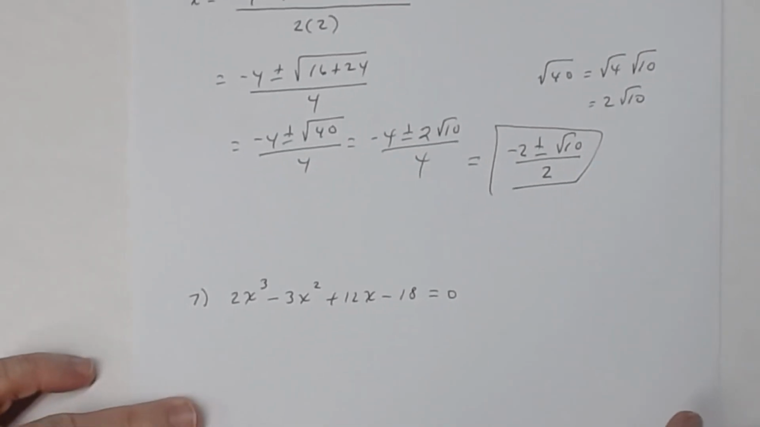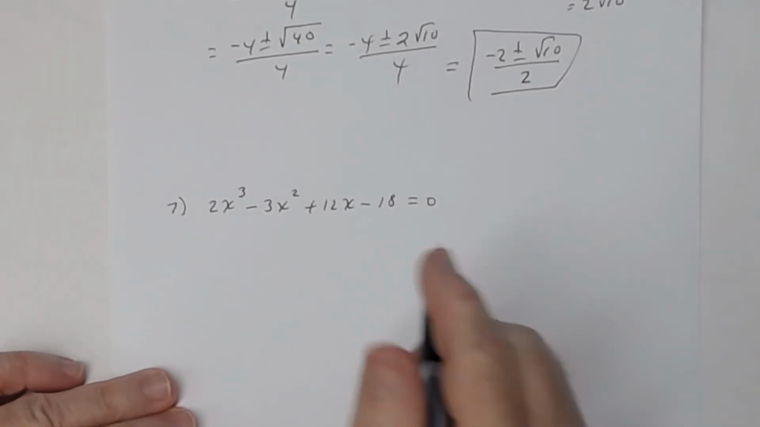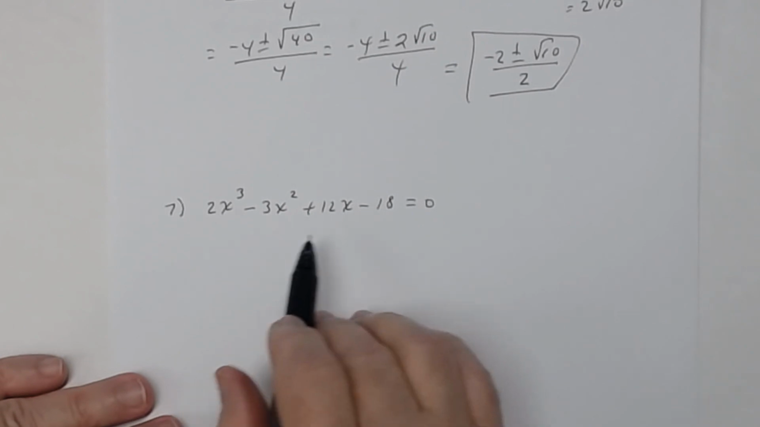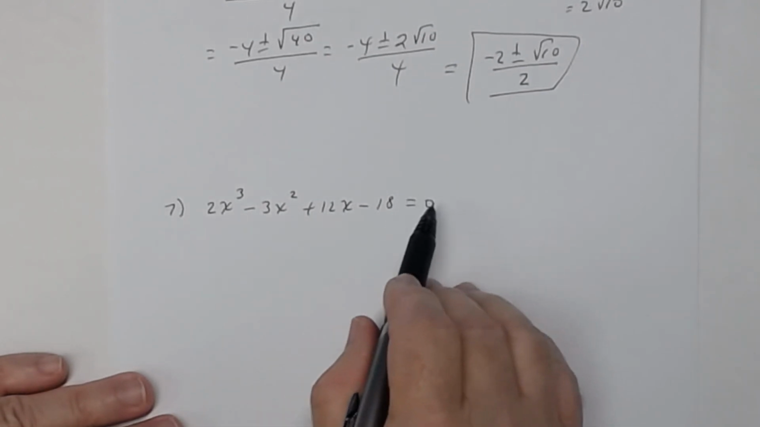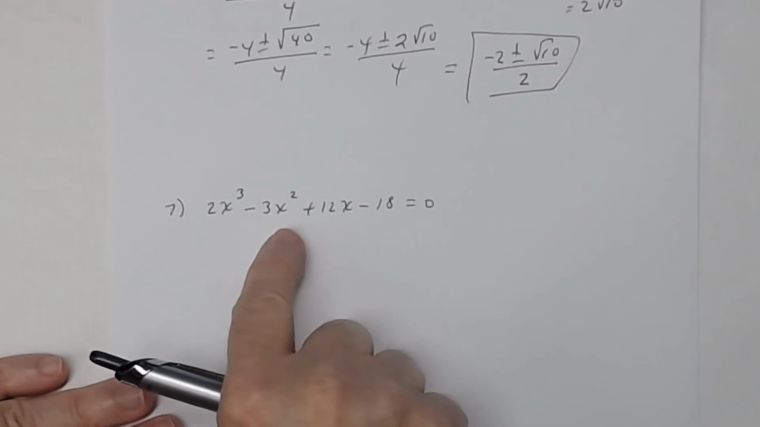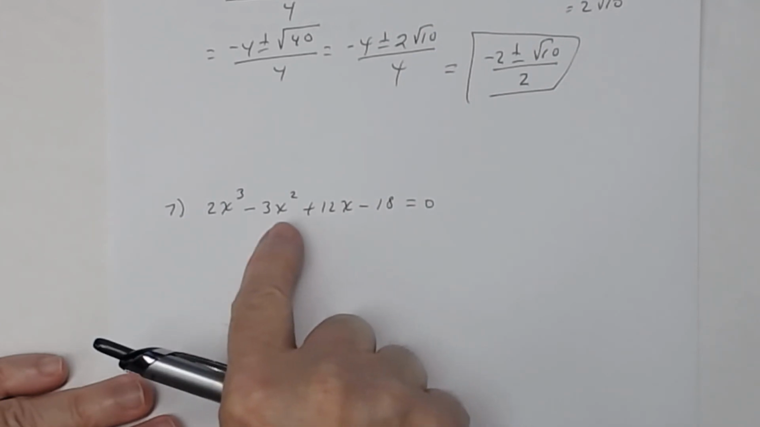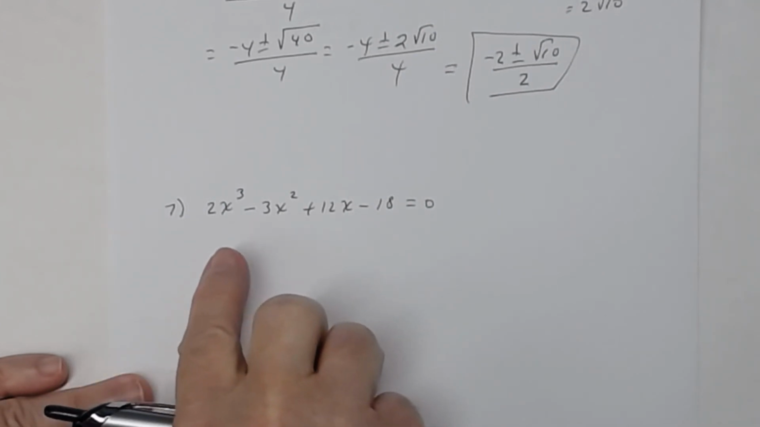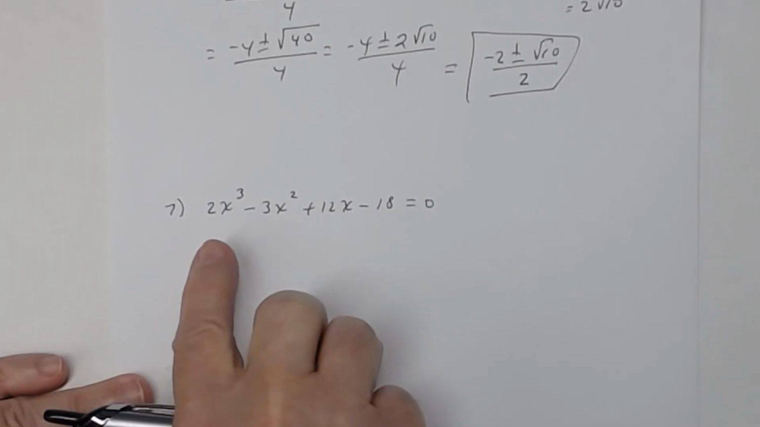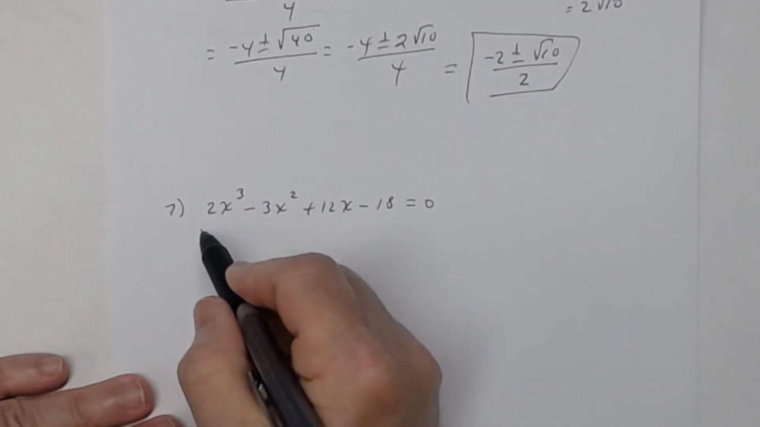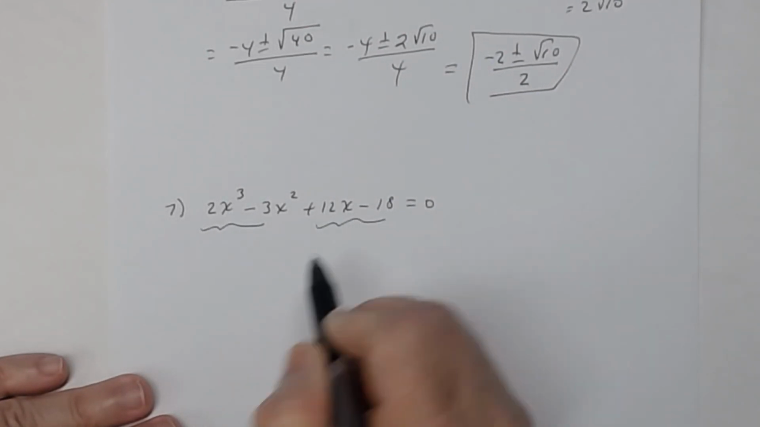Number 7, you wanted to solve this polynomial equation. Notice you have 4 terms. It is in standard form. You have 0 on the other side, and we're going to do this by factor by grouping. And so what usually works, not always the case, but what you want to try first, is to group the first 2 and the last 2.